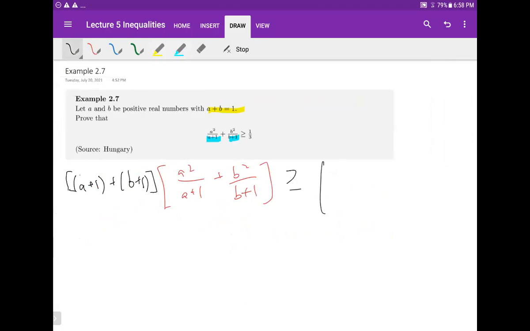well, we would have a1 times b1. So a1 would be root A plus 1, and b1 would be the square root of A squared over A plus 1, so that would be A over the square root of A plus 1. And then we have a2 times b2. So a2 would be the root of B plus 1, and the other one would be B over the root of B plus 1.